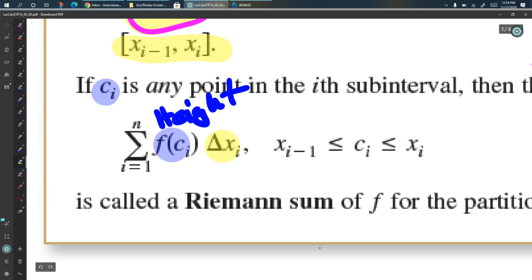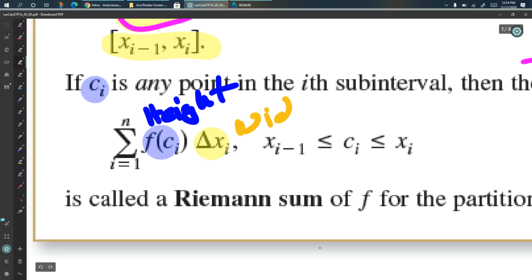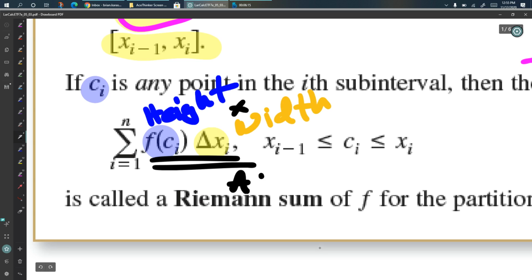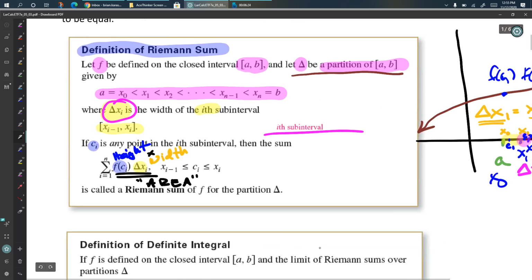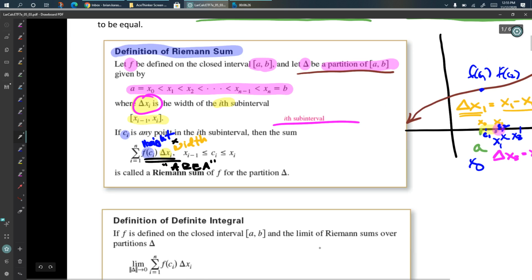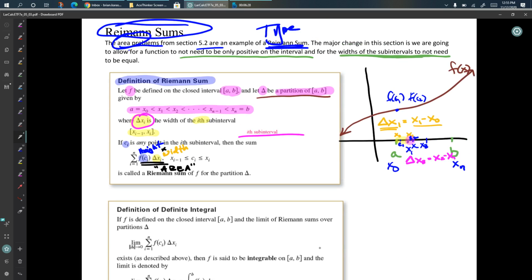and if the delta x sub i represents the width, then when we multiply height times width, each of these is going to give us area, but I'm going to put it in quotes because something changed here, right? The thing that changed here is we don't have to have the function be above the x-axis. This doesn't have to be positive.